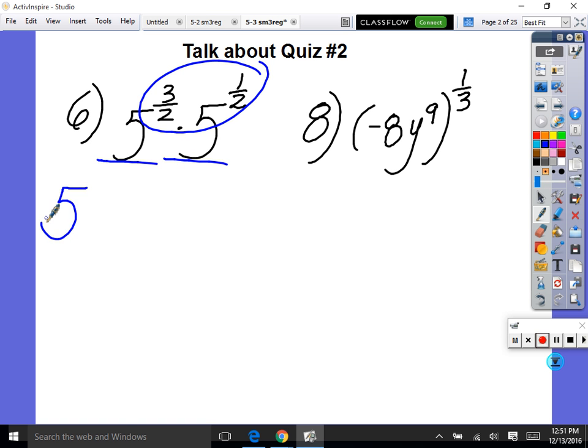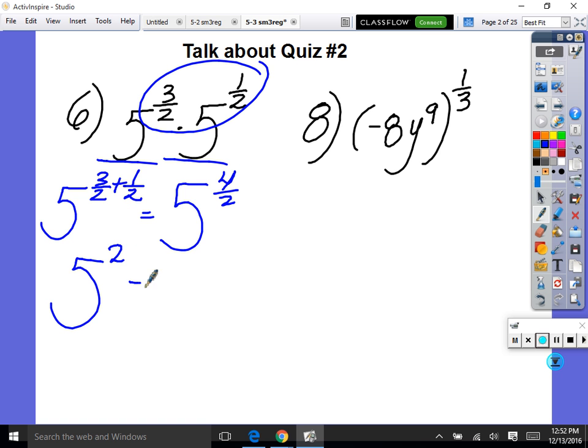So this is base 5, and then 3 halves plus 1 half. Now you can do it in your calculator, or you could just know, because we have a common denominator with adding fractions, then we can add straight across, which is 4 halves. What is 4 over 2? 2? So 5 squared, which is 25.